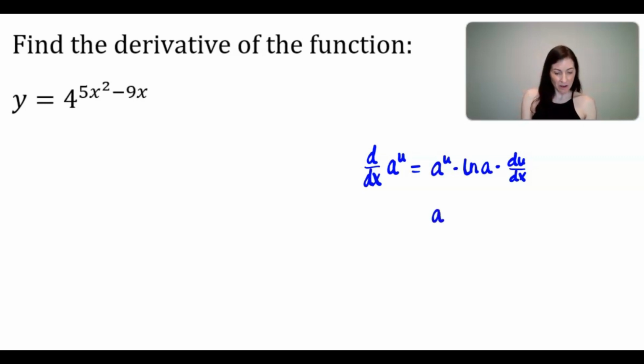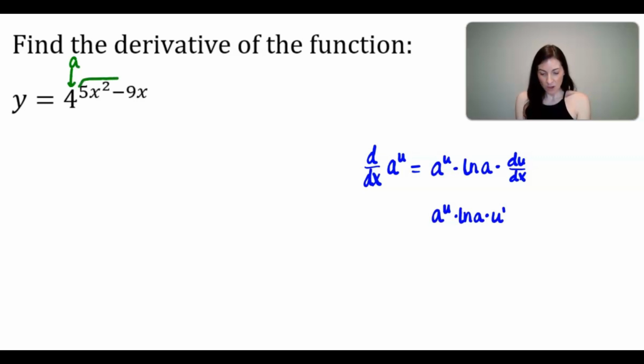Some people like to think about this as a to the power of u times the natural log of a times u prime. And u prime is the same as the derivative of u with respect to x. So let's use this general rule to take the derivative of our exponential function, 4 to the power of 5x squared minus 9x. And if we compare it to the general rule, this 4 is going to be our value of a, and this polynomial 5x squared minus 9x is going to be our value of u.